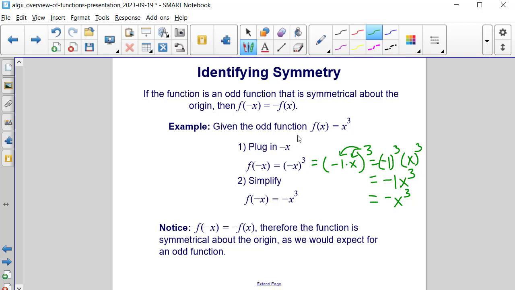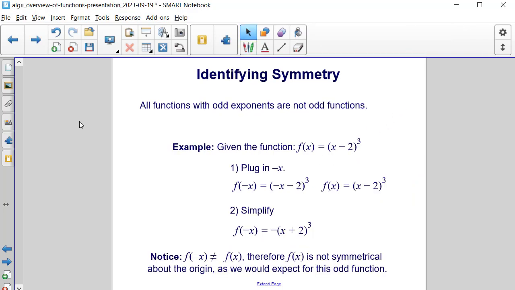Well, couldn't I have also gotten negative x cubed by just sticking a negative right in front of the original x cubed? Yes. Therefore, f of negative x is equal to negative f of x. Therefore, the function is symmetrical about the origin, as we would expect for an odd function that contains only odd exponents. It is important to note that all functions with odd exponents are not necessarily odd functions.